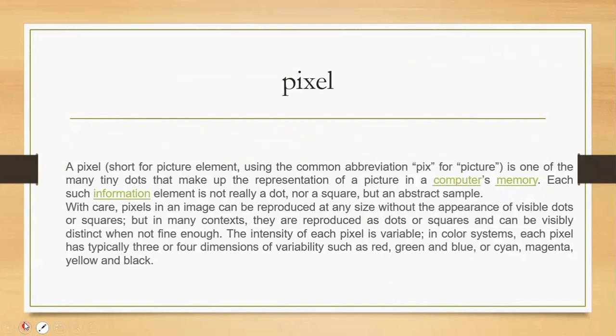With care, the pixel is an image that can be reproduced at any size without the appearance of visual dots or squares. But in many contexts, they are reproduced as dots or squares and can be visibly distinct when not fine enough. The intensity of each pixel is variable. In color systems, each pixel has typically 3 or 4 dimensions of variability, such as red, green, and blue, or cyan, magenta, yellow, and black.